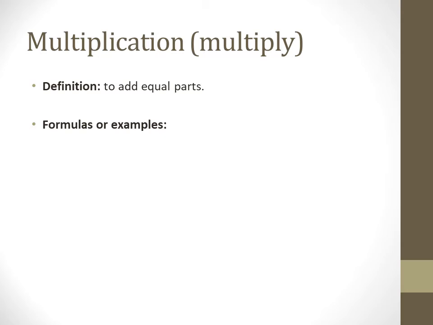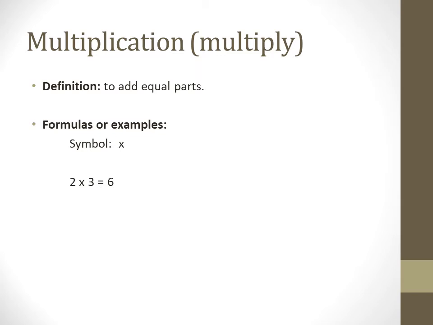Next one, multiplication, or to multiply. And this is to add equal parts. That may sound a little confusing, I'll be honest. So let's break this down. All right, we've got our symbol, which is an x, to multiply, multiplication. And here we've got an example. 2 times 3 equals 6. Right? Multiplying 2 and 3, getting 6.